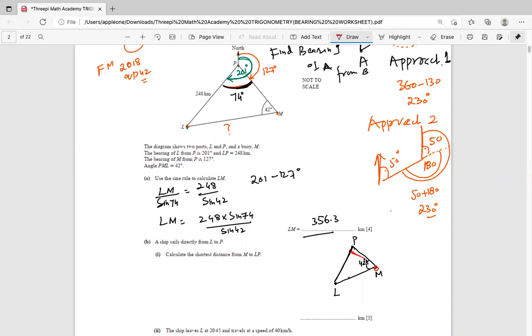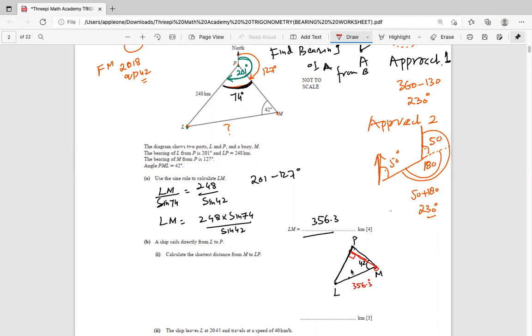So this is the perpendicular distance. You should remember this, that's a rule, okay? The shortest distance will always be perpendicular. Now, this length is with us, we got this length, 356.3. This length is with us, but this length is not with us.